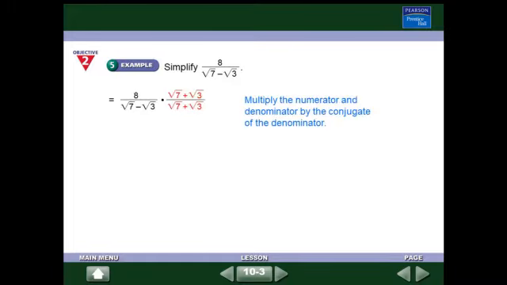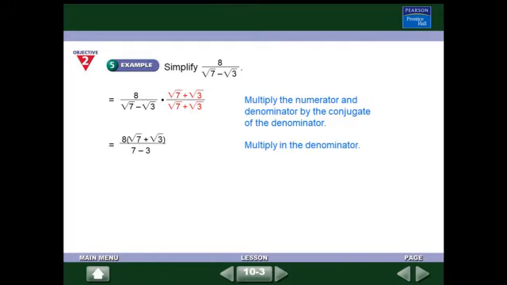To simplify this one, first step, we need to multiply the numerator and the denominator by the conjugate of the denominator. The denominator that we have here is square root of 7 minus the square root of 3. So times the conjugate of your denominator, the square root of 7 plus the square root of 3 over the square root of 7 plus the square root of 3.